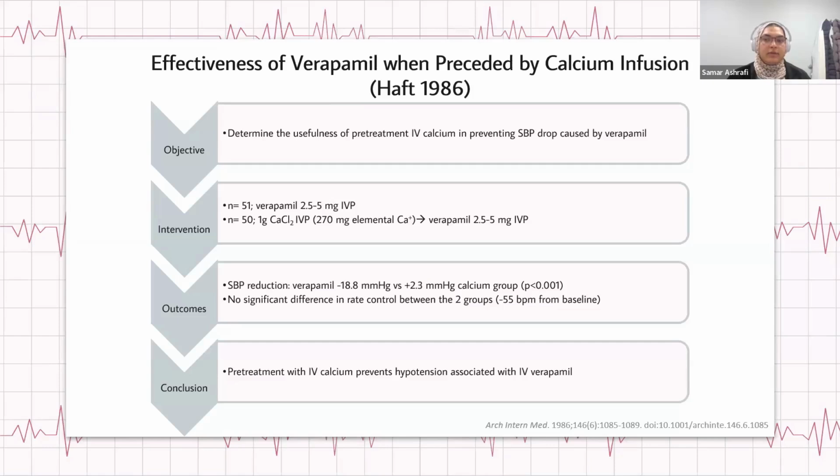And in this trial, they included patients that were in RVR, but that was defined as heart rates greater than 140, or if they were in SVT. For outcomes, they looked at that systolic blood pressure reduction, and they found that the verapamil only group had a drop in systolics by about 20 millimeters of mercury. But in the calcium group, they actually increased by about 2 millimeters of mercury, and that was statistically significant. They did not find any difference in rate control between the two groups as well. It was about an average drop of 55 beats per minute from baseline. So this theory builds upon the previous trial that was published.